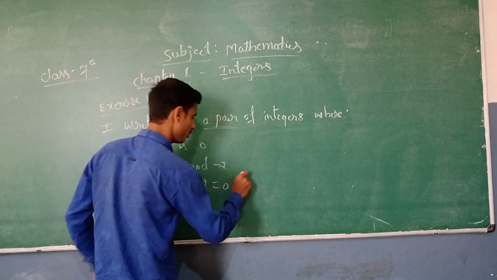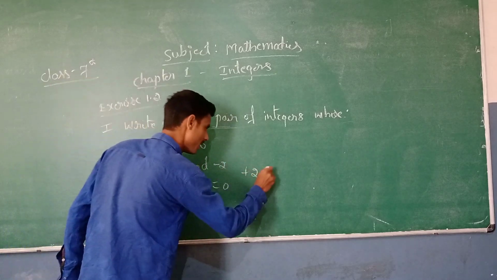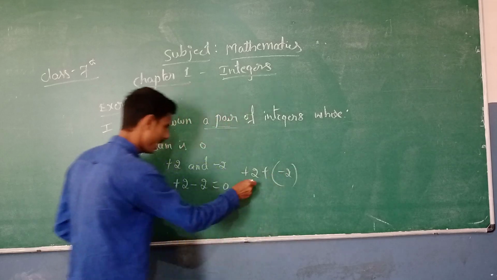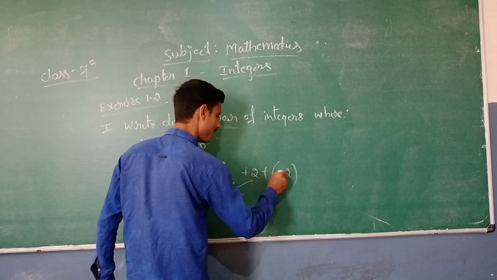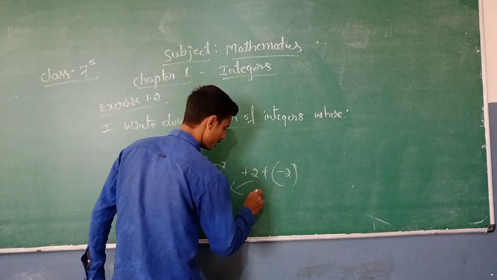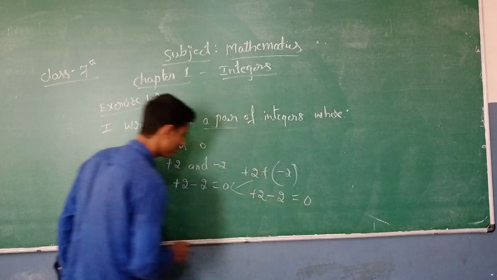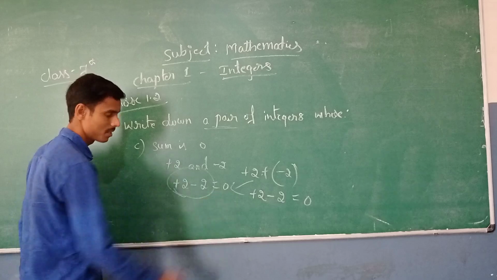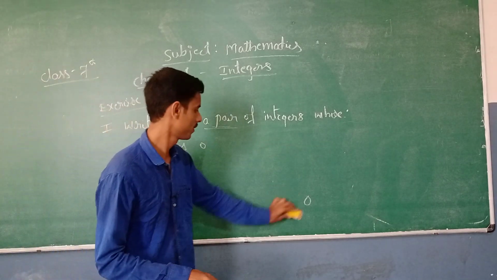So plus 2, the sum is plus 2 plus of minus 2. Directly I have written this one: plus 2 plus of minus 2. So that is plus 2, plus into minus is minus 2, equals 0. This is what? Plus 2 minus 2 equals 0. In a sum we can write the signs directly.